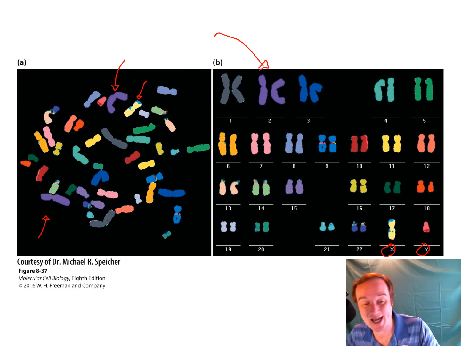If we have 2 copies of the X chromosome, we know that it's a female. If we had 2 copies of the Y chromosome, we wouldn't know what's going on, because that's not supposed to happen. But yeah, so this is how we identify males and females.